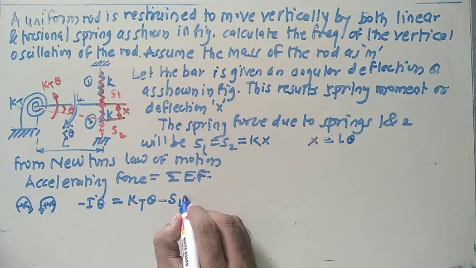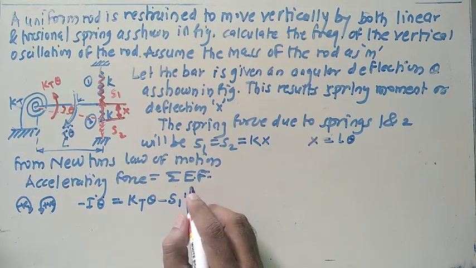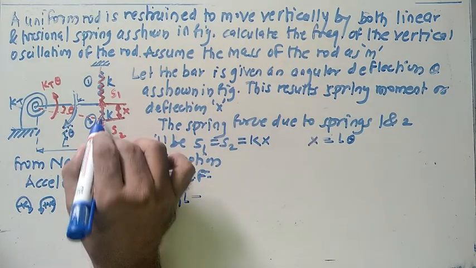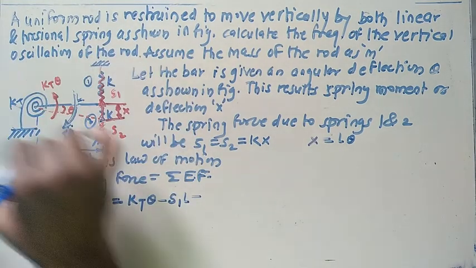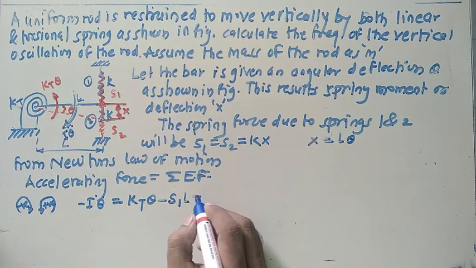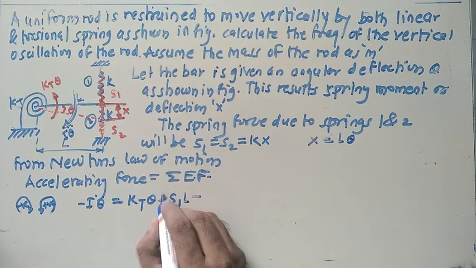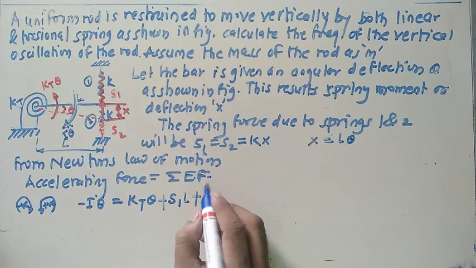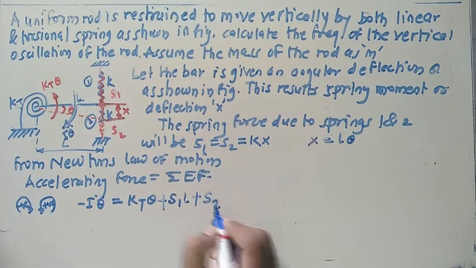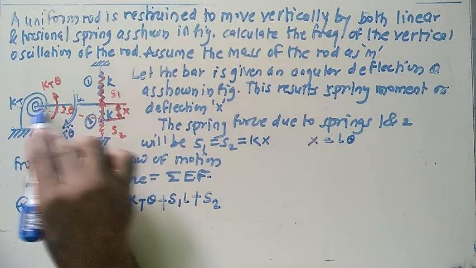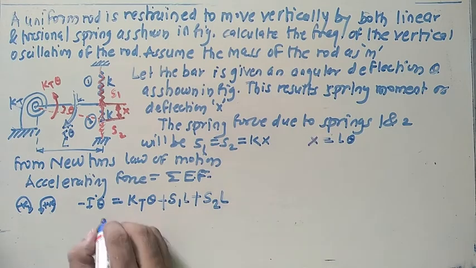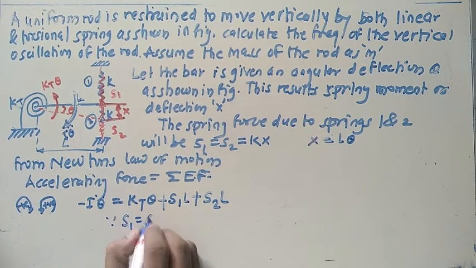So S1 multiplied by L. Again for the second spring, the same direction. This turns also about this point in which direction? In anti-clockwise direction. For anti-clockwise, you have to consider the positive sign. So again you get S2, S2 multiplied by this length L.